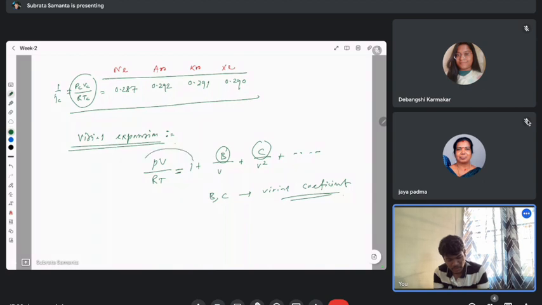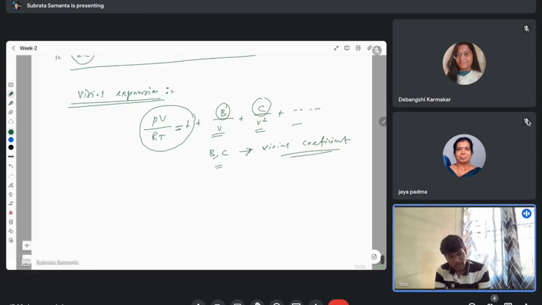This is a general virial expansion series, a general modification of the ideal gas equation. Once you know that PV by RT equals 1, this is your ideal gas equation, and it is modified in terms of 1 over V, then 1 over V square we add, and so on. This way we modify the ideal gas equation to a real gas equation, and this expression is called the virial expansion. So B and C are called the virial coefficients. Now we calculate, let's say, for Van der Waals gas. For Van der Waals gas, you know that P is RT by V minus b.